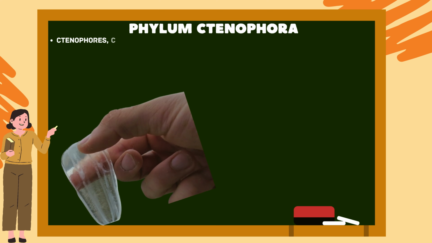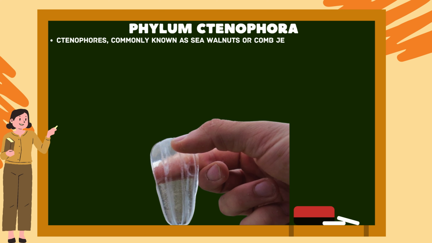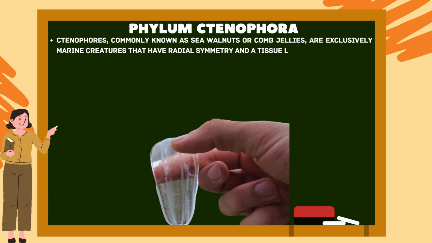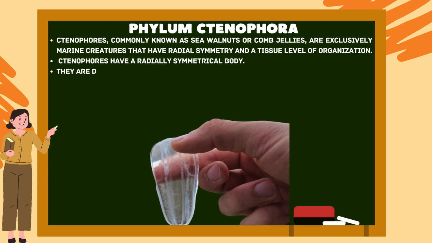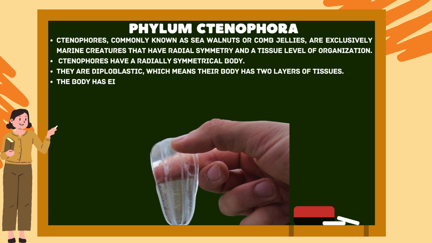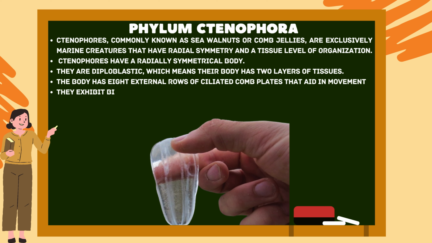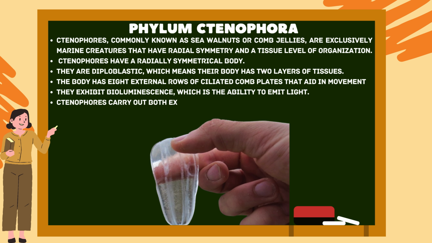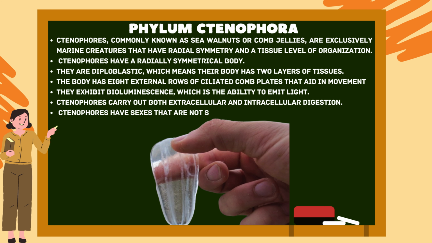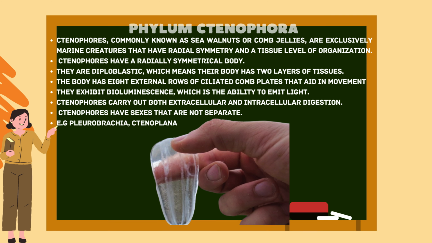Phylum Ctenophora. Ctenophora, commonly known as sea walnuts or comb jellies, are exclusively marine creatures that have radial symmetry and a tissue level of organization. Ctenophores have a radially symmetrical body. They are diploblastic, which means their body has 2 layers of tissues. The body has 8 external rows of ciliated comb plates that aid in movement. They exhibit bioluminescence, which is the ability to emit light. Ctenophores carry out both extracellular and intracellular digestion. Ctenophores have sexes that are not separate.